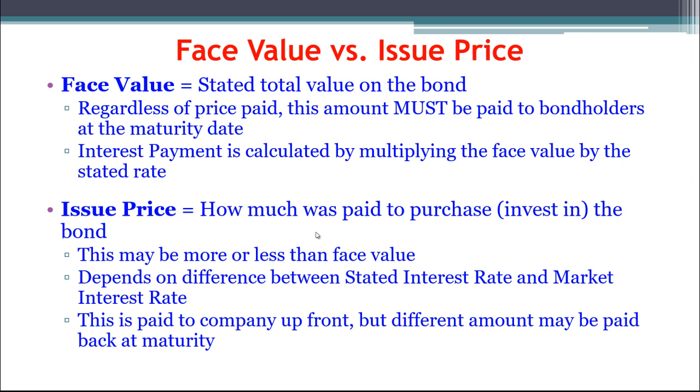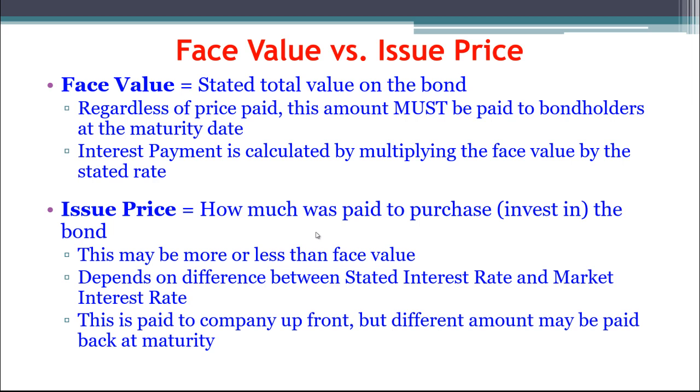So we have two main values we need to talk about for a bond. The face value or par value is the stated total value of the bond. When you look at the bond contract, when you look at the actual bond, or if it's electronic, whatever, you'll see a total value of the bond. That's the amount that is eventually going to be paid back to the bondholders at the maturity date. However, that's not always the price that has to be paid right now, today, to buy that bond.